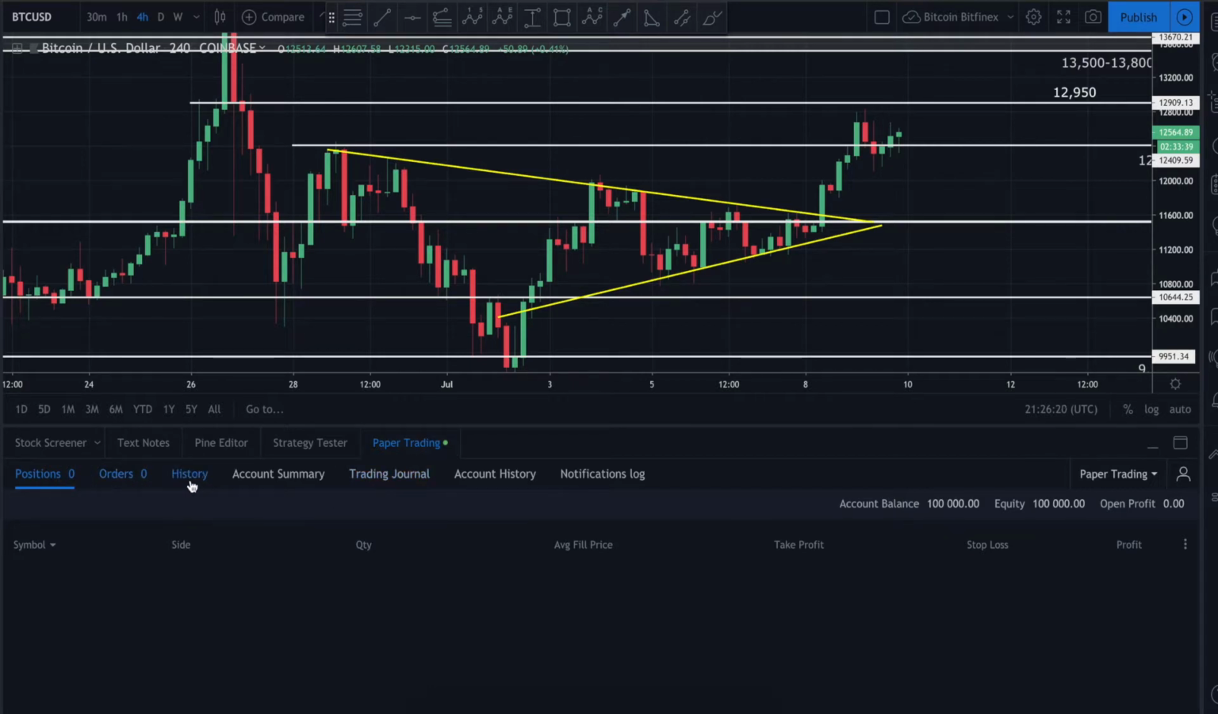And of course, you can see all the little boxes down here. There's obviously going to be nothing in your positions, nothing in your orders, because this is a brand new account. But if you click on account summary, you'll notice that your account is now funded by default with $100,000. Now, this is just the default account.